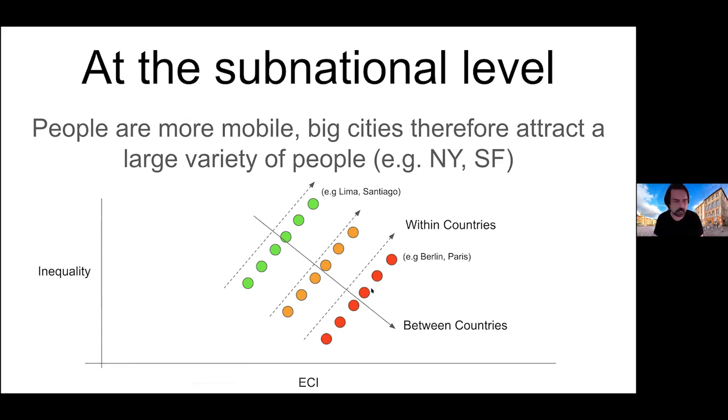And one mechanism that could help make these two observations compatible is the idea that local mobility is much larger than international mobility. So people sort themselves within countries into cities, and that makes large cities more unequal, but between countries, that sorting is much, much more limited, especially nowadays, with the sanitary situation.